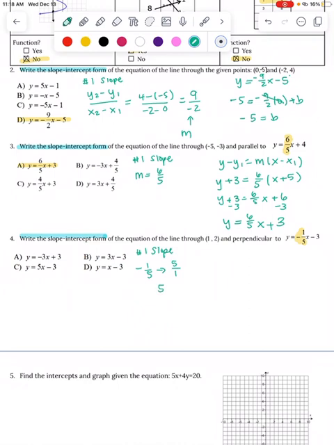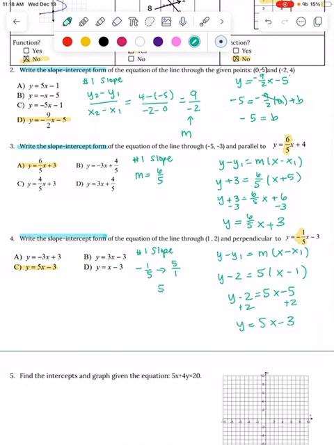Right away, once again, I know my answer. If my slope is 5, that's my only option with 5. So I don't even have to continue to do the work, but I will do it. So I'm going to do the same process as that one. So I have y minus y1 equals m times x minus x1. And then I'm going to plug in my point. y minus 2 equals 5x minus 5 plus 2. And I get y equals 5x minus 3.